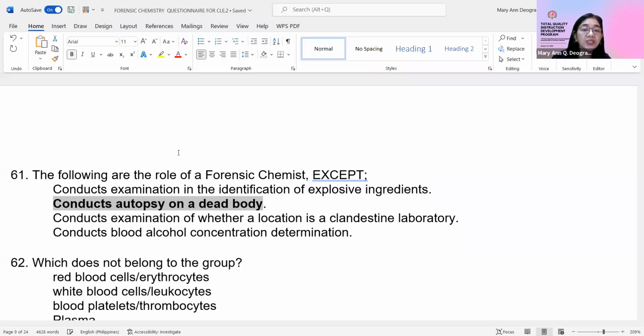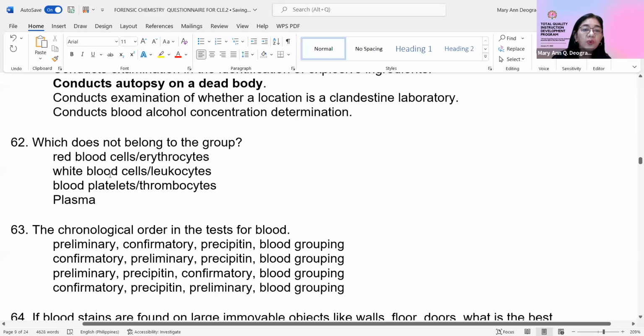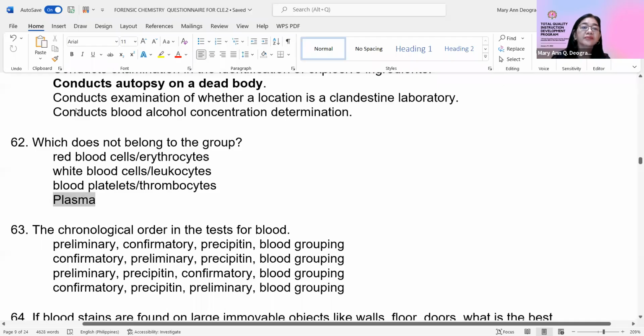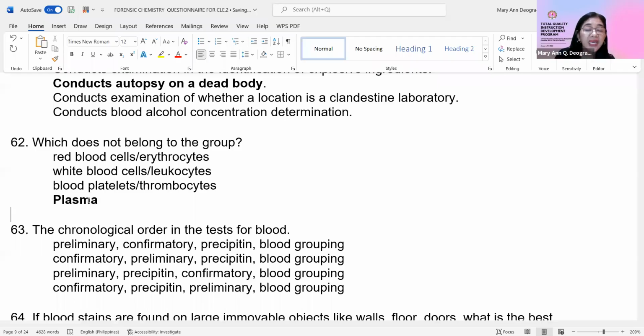Which does not belong to the group? Red blood cells, white blood cells, blood platelets, plasma. All of them are the different components. Okay, it's the plasma kasi it's the liquid part. Lahat ito kasi, the red blood cells, white blood cells, blood platelets, these are the solid composition of blood. Ito lang yung naiba, which is the plasma. So this is the fluid portion of the blood, which is how many percent? Ilang percent to? 55%. Now 45% are the formed elements, and then 55% is the plasma.